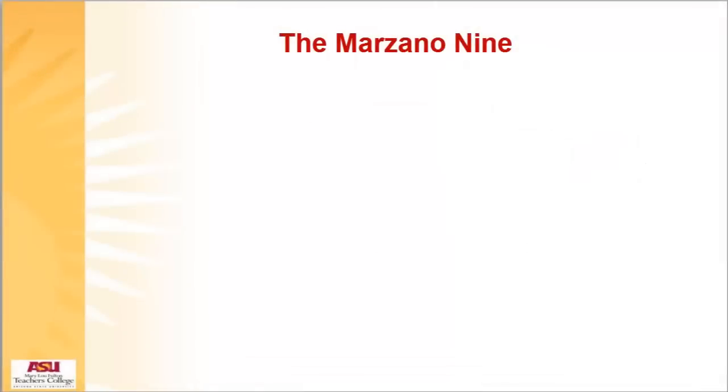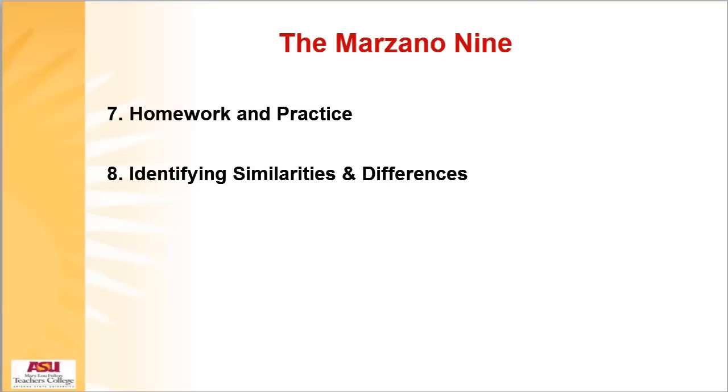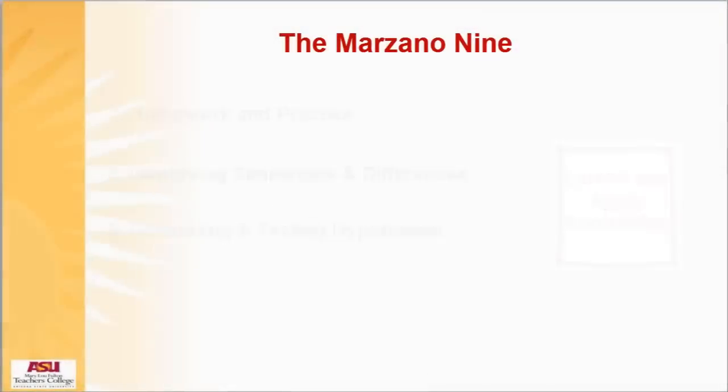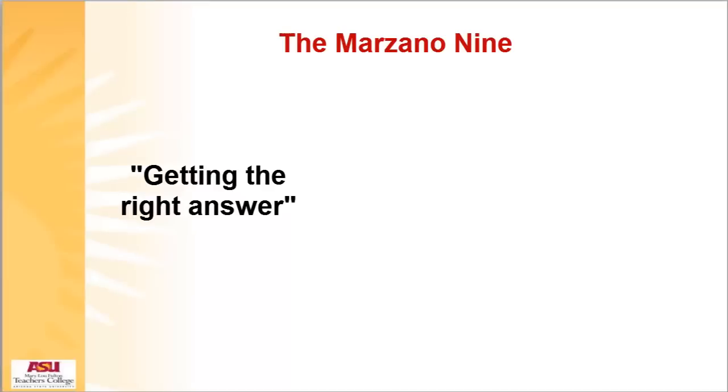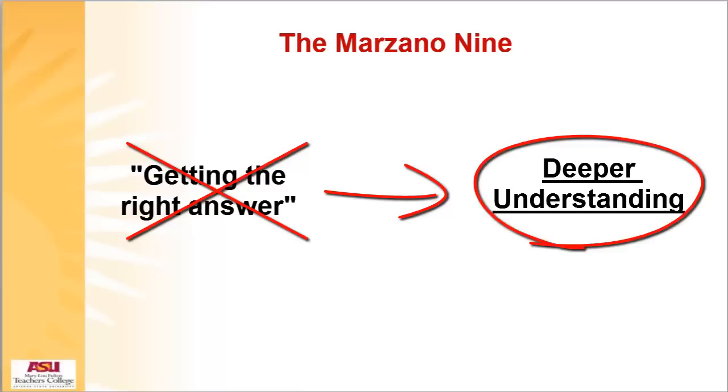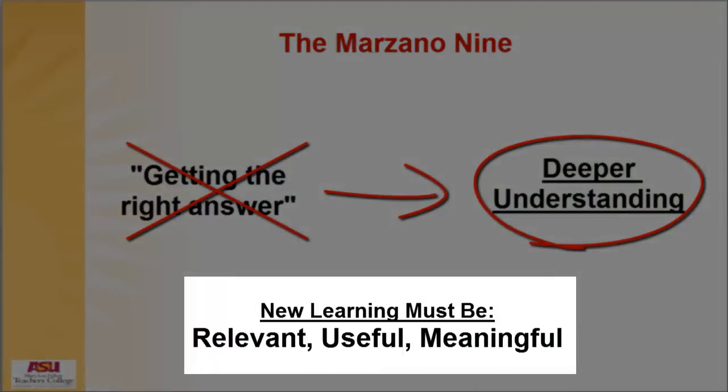Last of all, the final 3 strategies are homework and practice, identifying similarities and differences, and generating and testing hypotheses. These strategies are all used to help students extend and apply knowledge. The goal is to move students beyond a focus on getting the right answer and to a deeper understanding of how the knowledge and skills they are learning work in real-world contexts. For new learning to have value, students must see that it is relevant, useful, and meaningful.